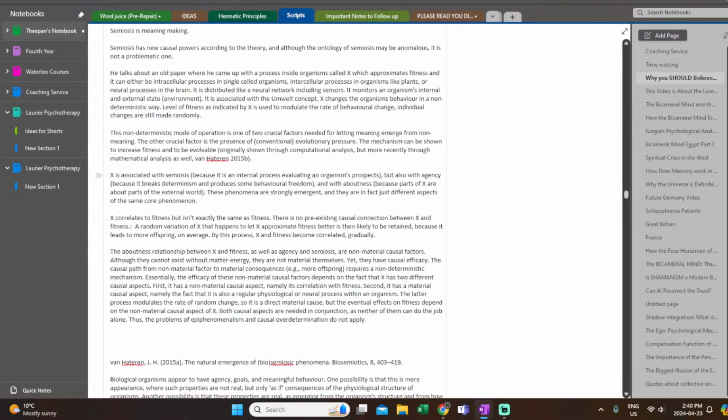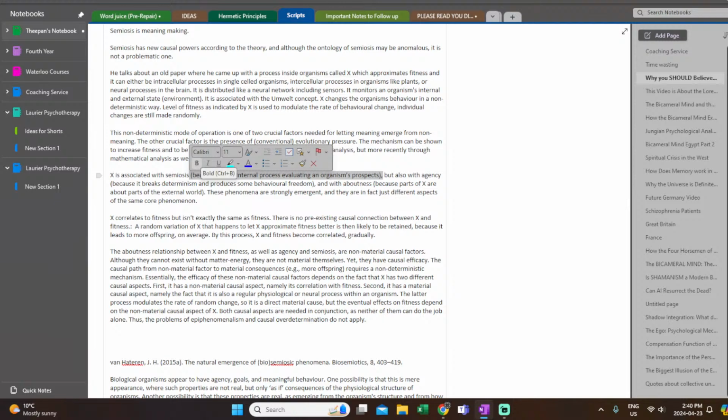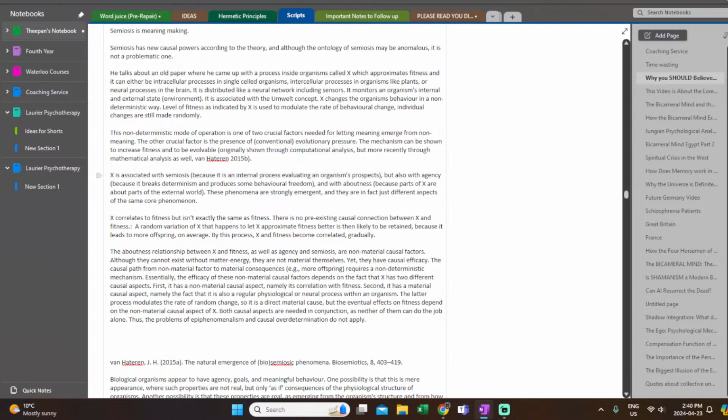X is associated with semiosis because it is an internal process evaluating an organism's prospects. Yeah, that's very cool. So if you imagine this X as just being perception, like the ability to perceive your environment and to perceive your own internal state, because if you perceive your own internal state, you're also kind of referencing yourself. You have the ability to think about yourself, and that causes a self-referential paradox, which will give rise to undecidability, and hence determinism does not, strictly speaking, apply to you.